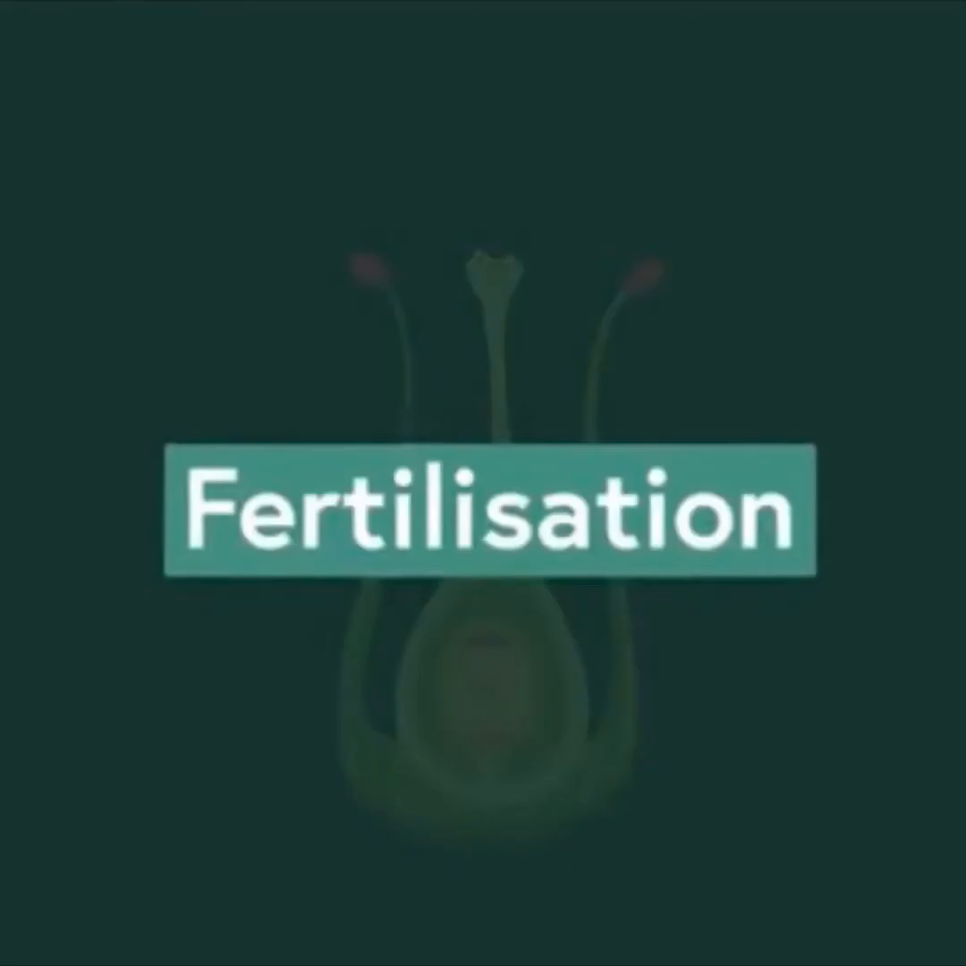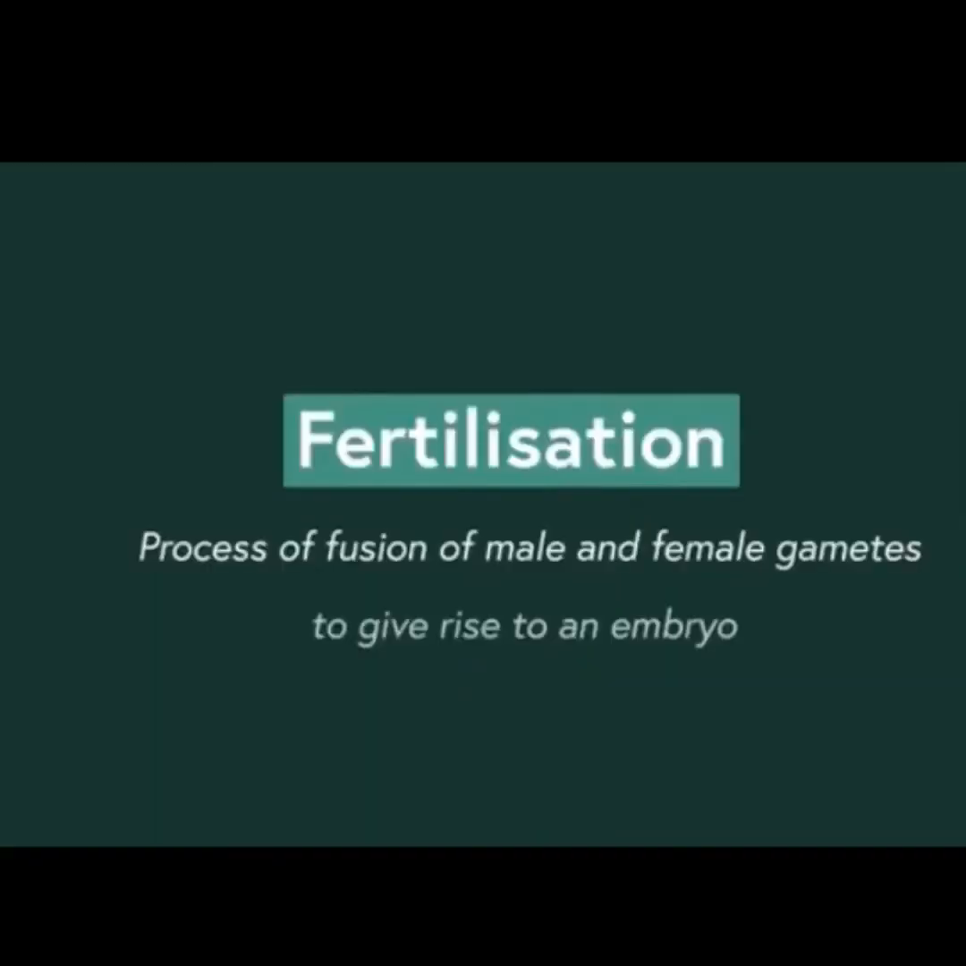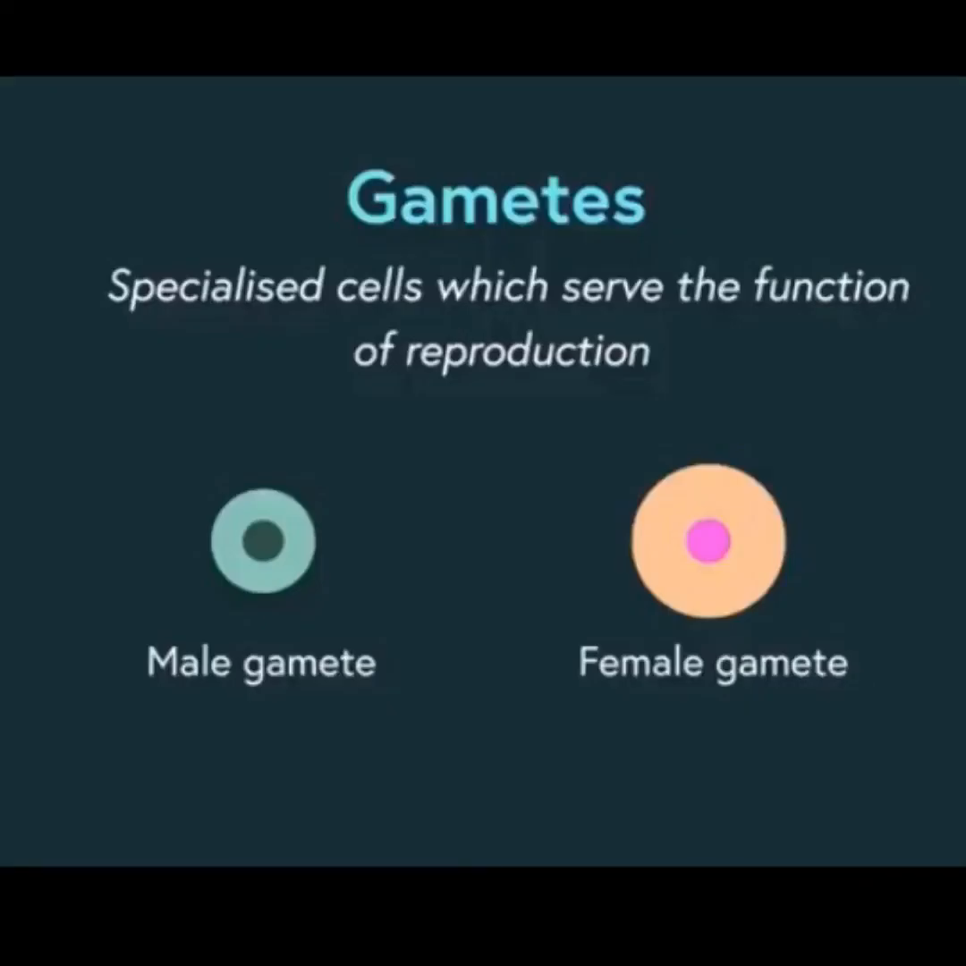Now let's talk about the second step, which is called fertilization. What is fertilization? Fertilization is the process of fusion of male and female gametes to give rise to an embryo, or what we call a zygote. Now, to understand fertilization, we must know the new words we have: fusion, gametes, and embryo. So what are gametes?